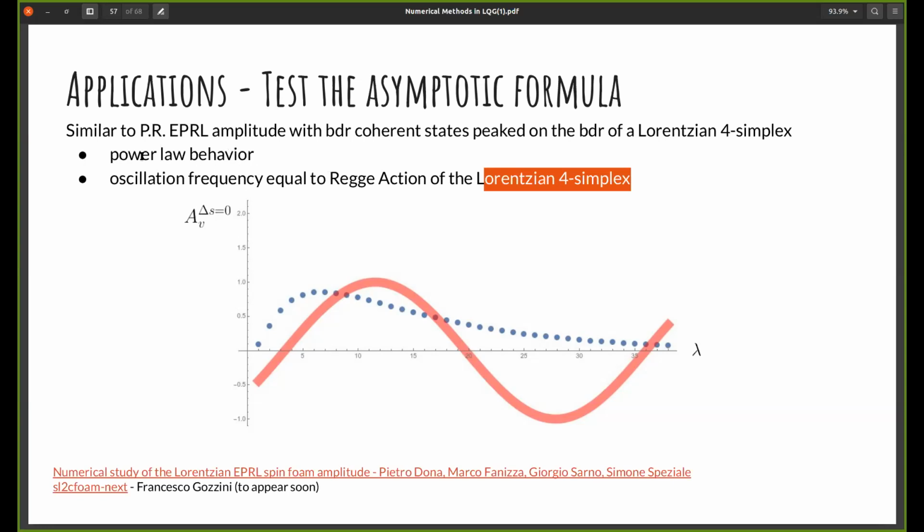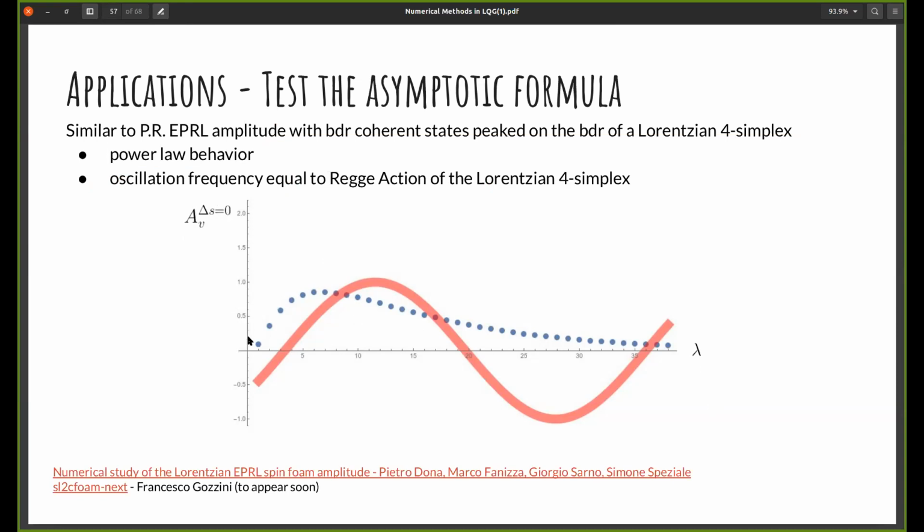So where's the power law behavior? Here I factored it out. I just multiplied by the power law. So that's why you don't see power law decay. The red band is the asymptotic formula. The blue dots are the data points. So if you put no shells, so delta S equals 0, you see that the agreement is very poor.